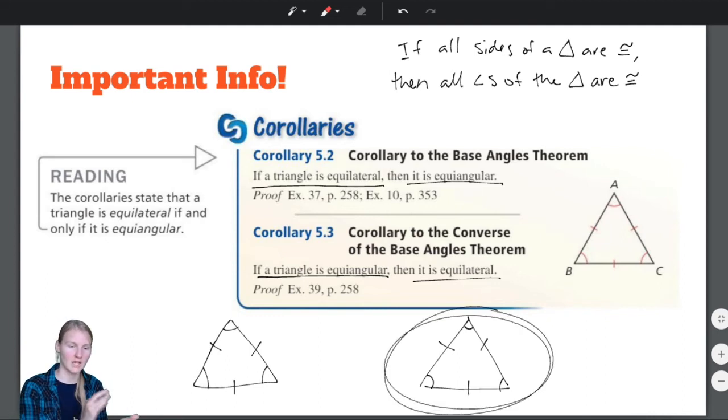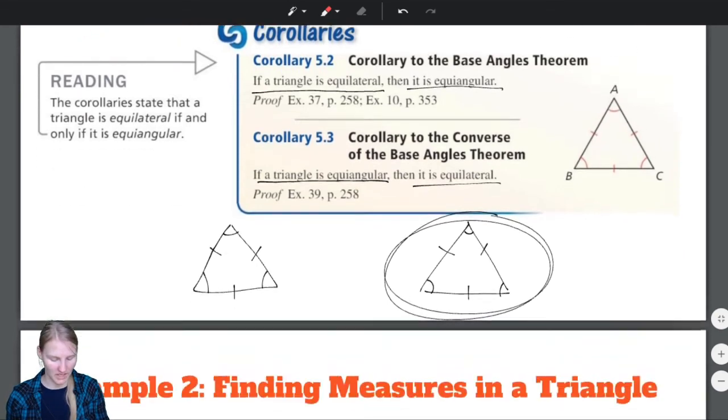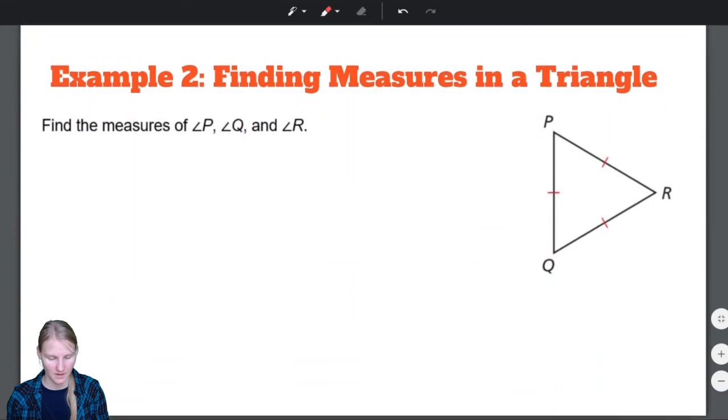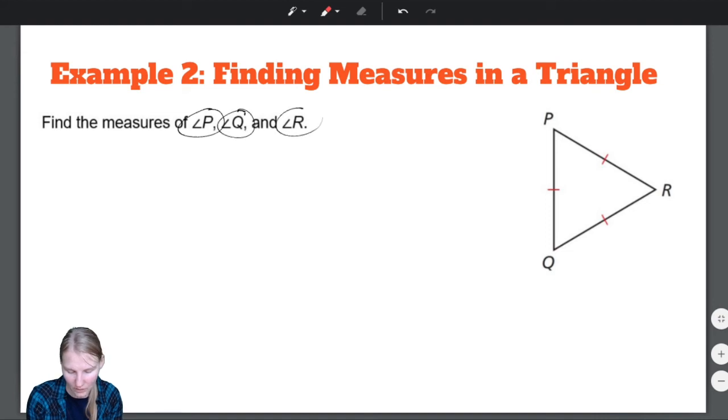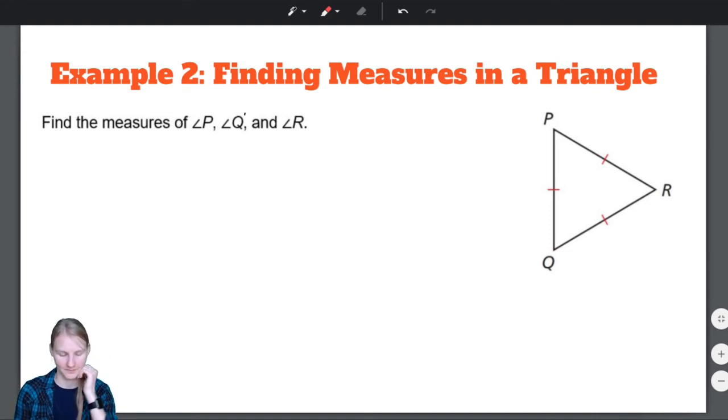So if sides are the same, then angles are the same. If angles are the same, then sides are the same. Cool. All right, let's see this example in action. Finding the measures in a triangle. Find the measures of angle P, angle Q, and angle R.